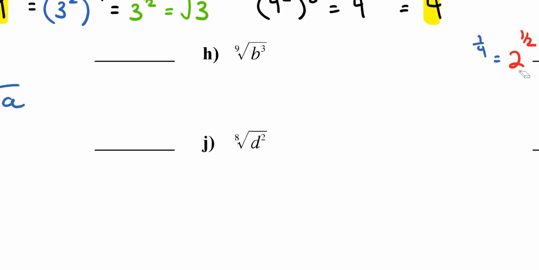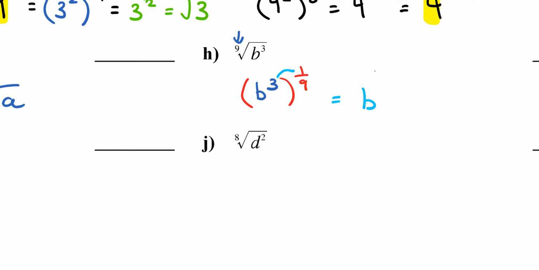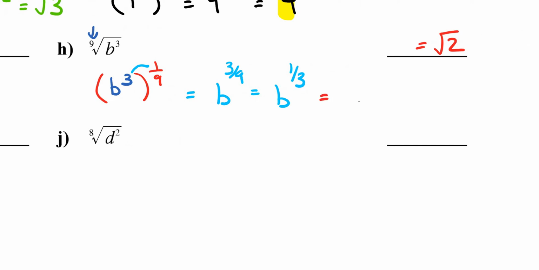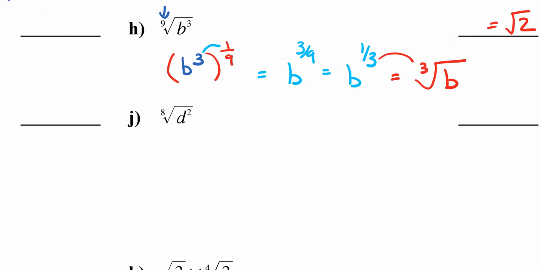Right, for letter H here, let me just erase that. The index here is a 9, so the inside stays the same, and then I raise everything to the power of 1 over the index number. And then just like the previous problems, you can multiply the exponents, so b to the power of 3 over 9, which is the same thing as b to the power of 1/3. So b to the power of 1/3 is a correct answer, and if you want to change that back into a radical, the index goes on the outside, and then b remains on the inside. So the cube root of b is the final answer for that.